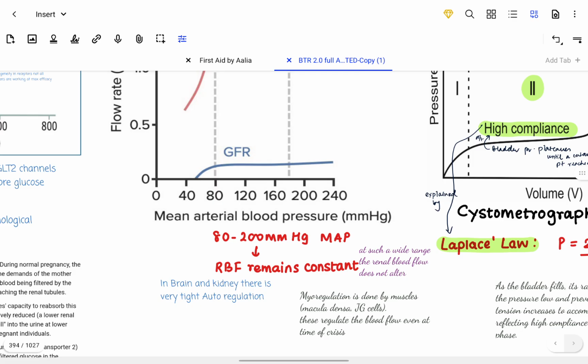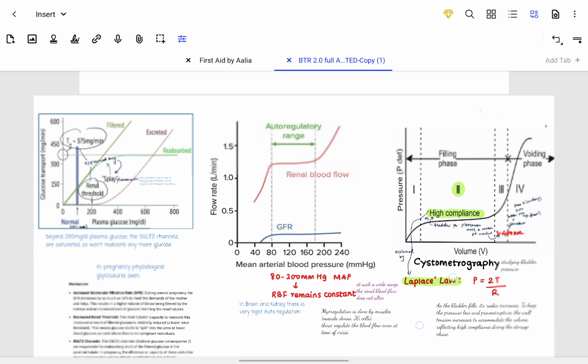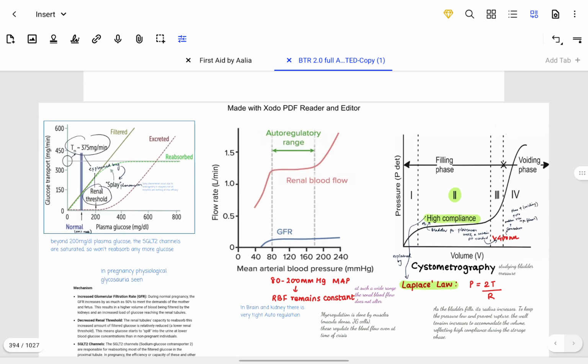The renal blood flow remains constant from 80 to 200 mmHg mean arterial pressure. At such a wide range, the renal blood flow does not alter. It's a huge range, 80 to 200 mmHg, and this is due to the JG cells and the macula densa. This is the autoregulatory range, 80 to 200 mmHg mean arterial blood pressure. So even if the blood pressure increases from 80 mmHg to 200 mmHg, the renal blood flow remains constant.